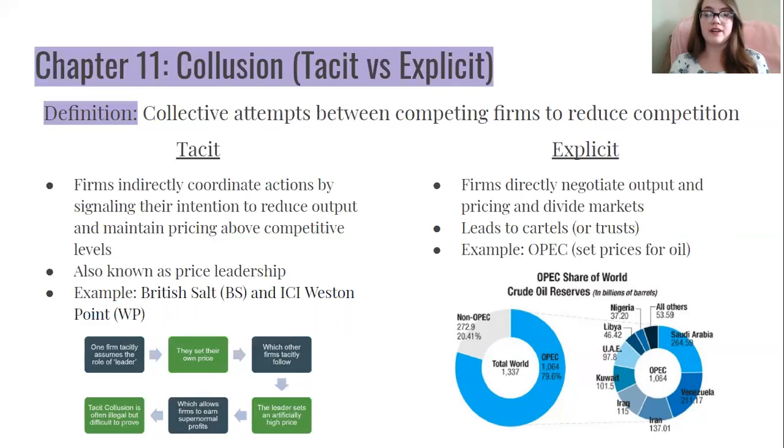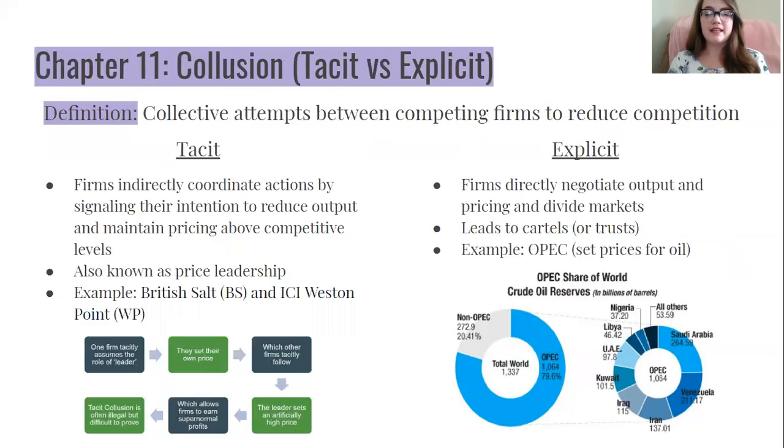As you can probably recognize, this sounds a lot like price leadership. And one of the only concrete examples I could find for this was between British Salt and ICI Weston Point, which was another salt company. There were effectively just two producers of salt in the UK, mainly because of the large barriers to entry. When an investigation was launched into both companies by the Monopolies and Mergers Commission, they found that both companies were operating under capacity, but prices were still artificially high.